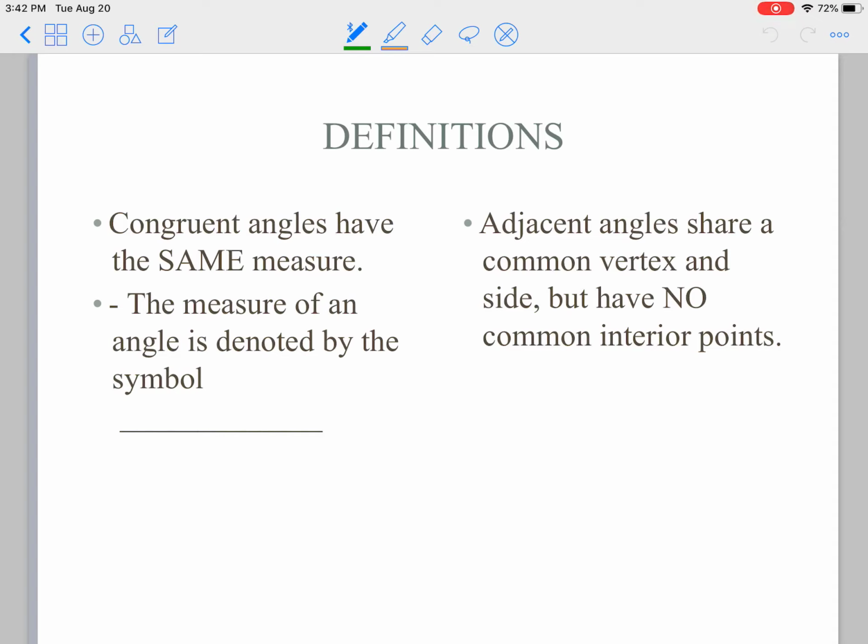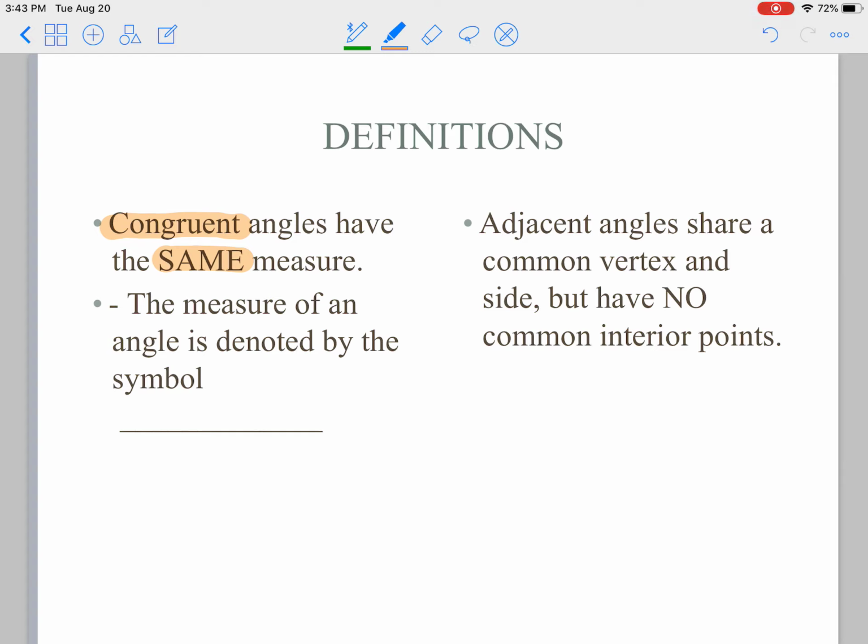Definitions once again. Here is a word that we learned in a previous unit, congruent. Congruent means same. And so congruent angles will have the same measure. So always make that association with congruent, a very important vocabulary word in geometry, congruent. So congruent angles will have the same measure.